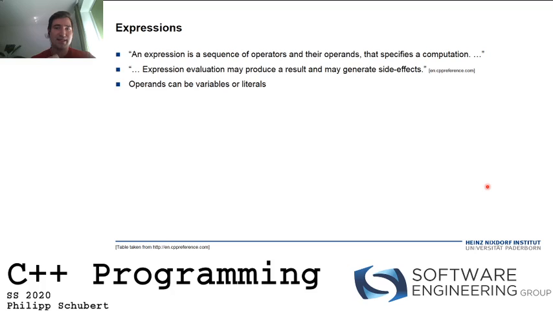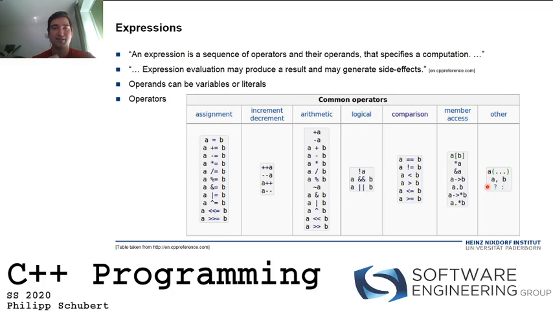So operands can be variables or literals. Here, if you go to cppreference.com, you can find those lists of common operators, and you can see we have some assignment operators, we have some increment-decrement operators, which allow you to increment and decrement integer types. We have some arithmetic operations here. We have some logical operations. We have comparison operations. Later on, we will need member access.